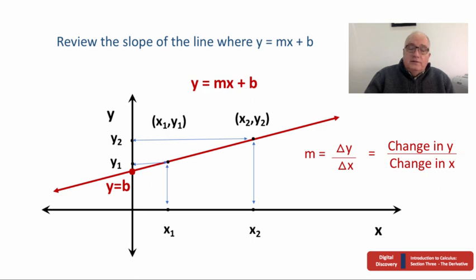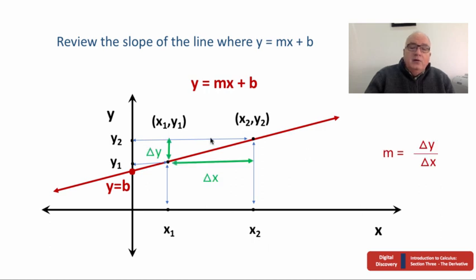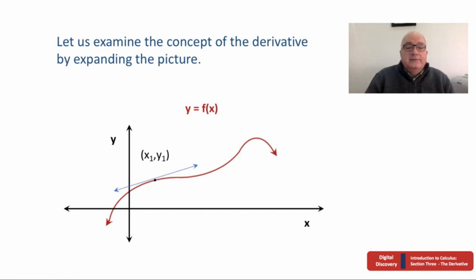Delta y over delta x is defined to be the change in y divided by the change in x, which is the slope. Now notice that if we take y2 and we subtract y1 from it, we get the change in y. And if we take x2 and we subtract x1 from it, we get the change in x. Here is the rise over the run. The change in y divided by the change in x. Delta y over delta x.